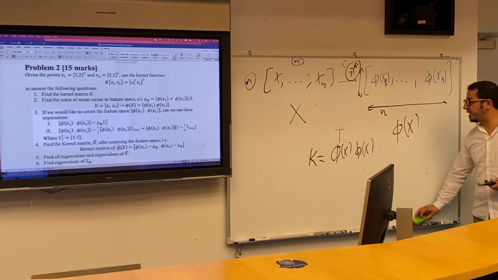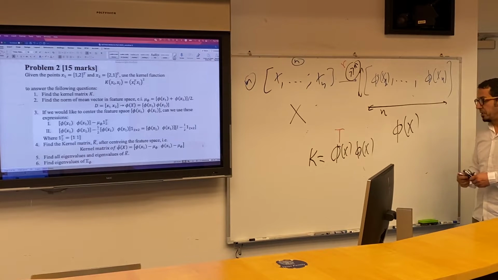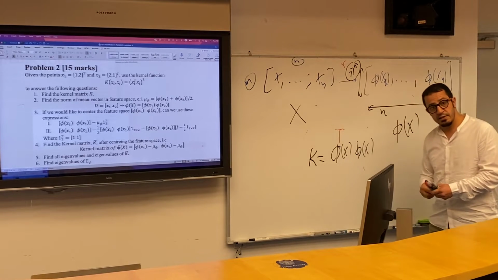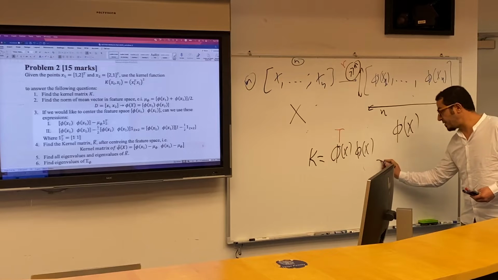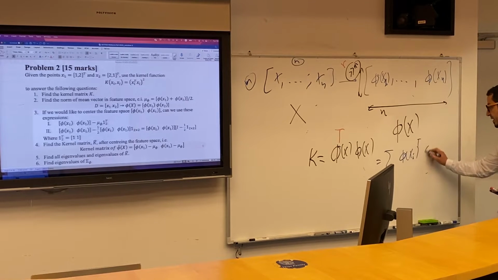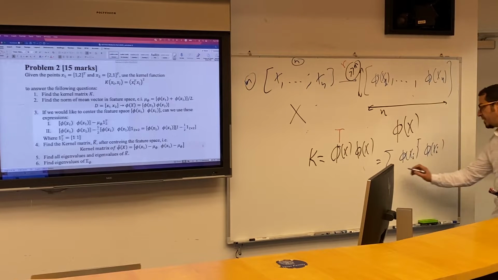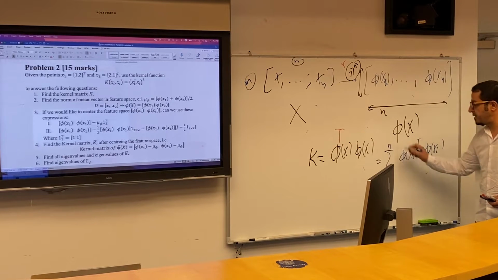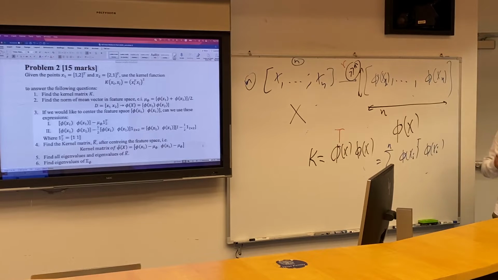Can we write this one differently also? We have another way. It can be written as the sum of phi of xi transpose times phi of xi, with i going from 1 until n, the same way. We can just write it differently.